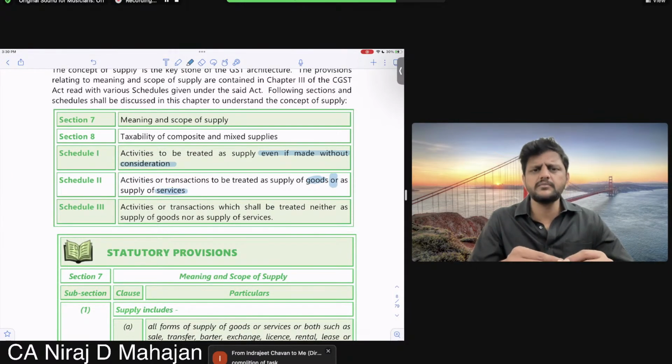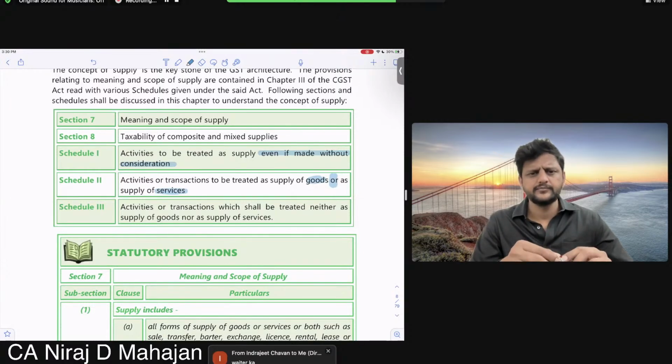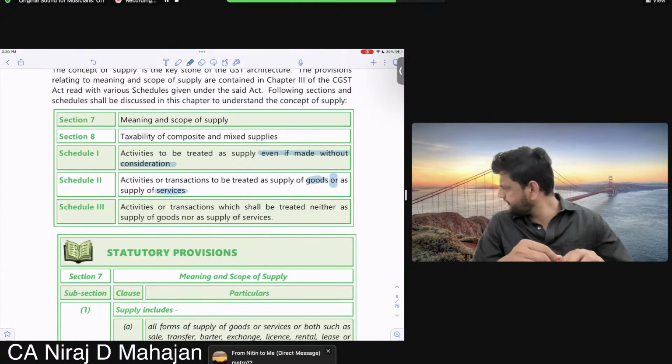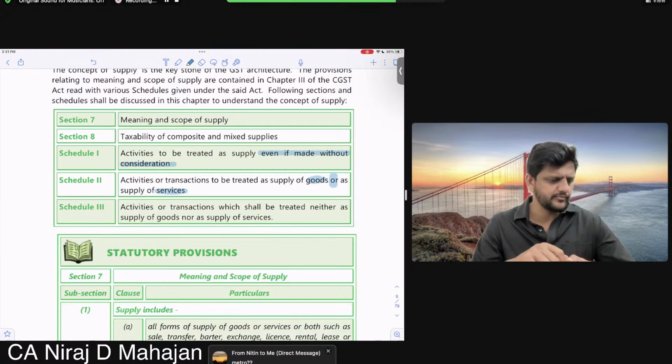Completion of tasks. Bridge. Work contract. Works contract. Basically, anything that involves supply of goods as well as services.